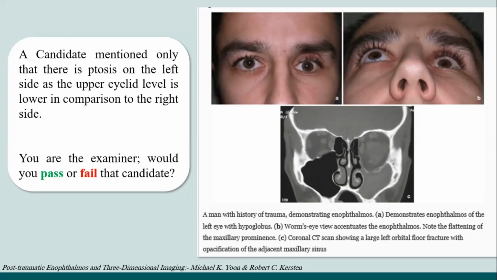Especially the oculoplastic station is all about what? Ptosis and proptosis. So Worm's view is very easy because you're going to stand in front of the patient and just ask permission to tilt his neck a little bit and look from below, as we discussed before many times in proptosis classes.